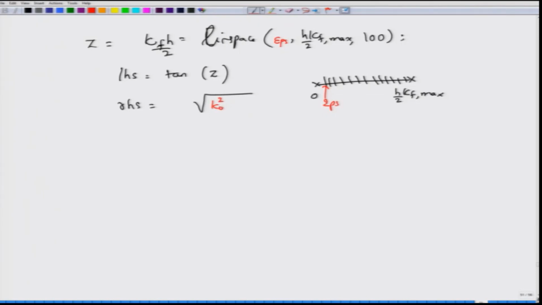And once you have found that, you can write down whatever you had, for example the right hand side. So, k0 square times n1 square minus n2 square minus z square, then h by 2 whole square, divided by z. You evaluate this with z being the array that contains these values. These are the different values of kappa f h by 2, which is your independent variable.